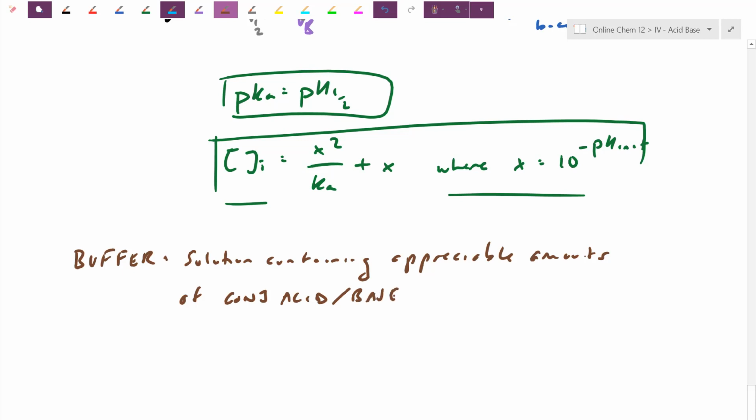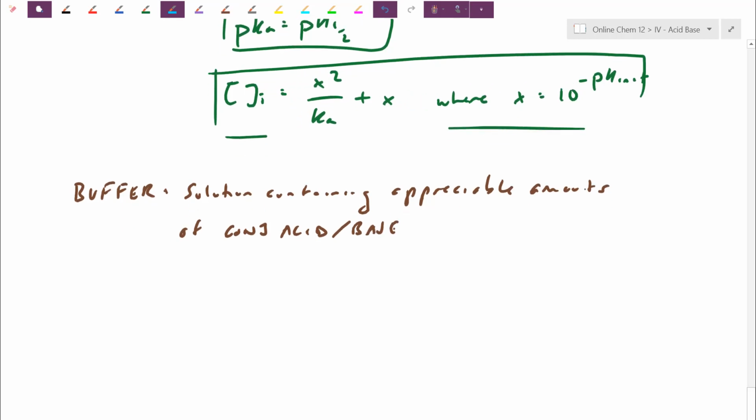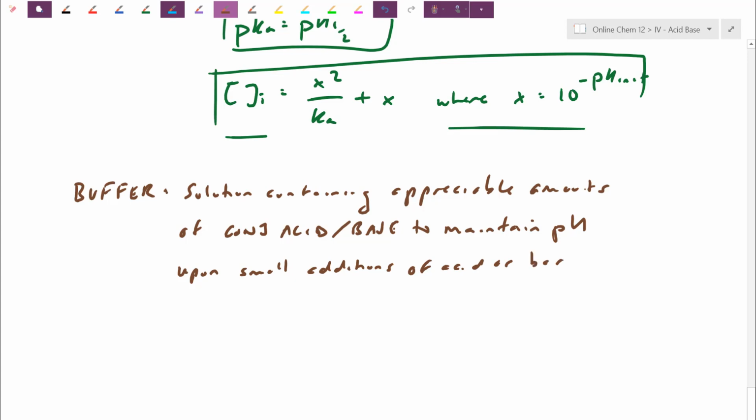It has to be weak, so it has to be in equilibrium. And what's its job? To maintain the pH. Notice I'm not saying to keep the pH suddenly constant. It is still going to change. Maintain pH upon small additions of acid or base. Okay, so buffers need to be able to block both ways.